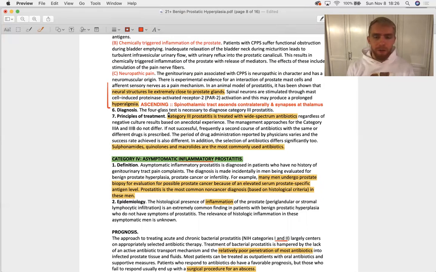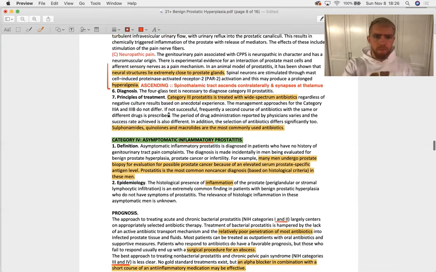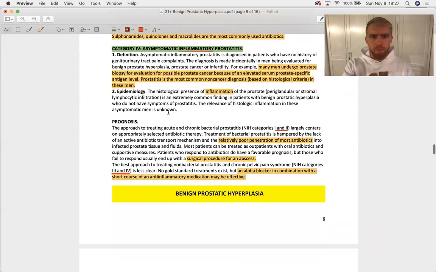I don't know. Money? Like safety? Sure. Throw them some TMP-SMX. Sulfonamides, quinolones, and macrolides are the most commonly used antibiotics. So fluoroquinolones, what's that? That's like Cipro, levofloxacin, and then macrolides, that's going to be like erythromycin, azithromycin. Good gram-negative coverage on those.